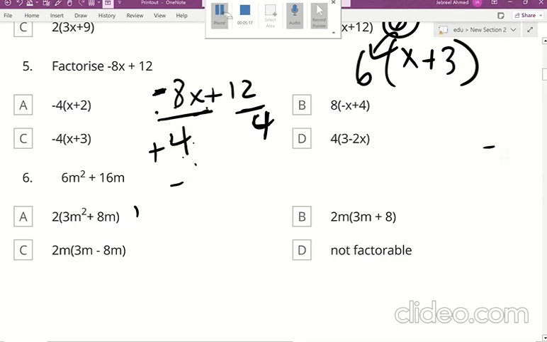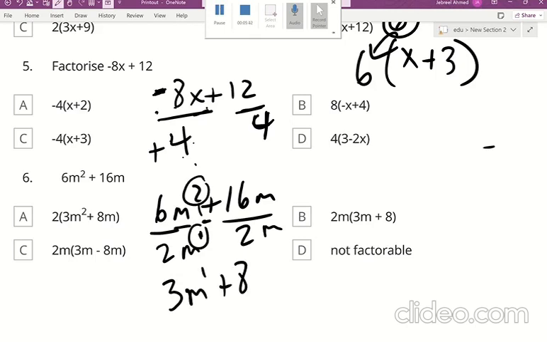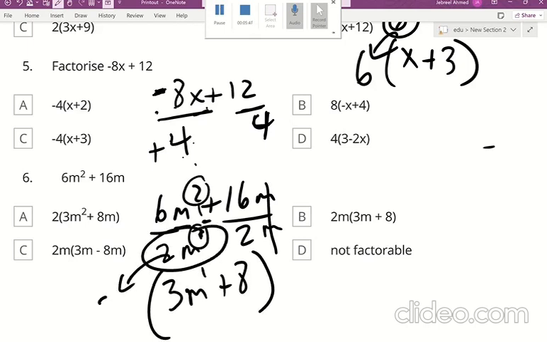Okay, number 6, 6m squared plus 16m. I know I could divide both of these numbers by 2. And I also could divide m squared and m by m. So 6 divided by 2 is 3, m squared divided by m to the first power. Don't forget I subtract these two numbers. M plus 16 divided by 2 is 8. M divided by m cancels each other out. I'm going to put the 2m before the bracket.